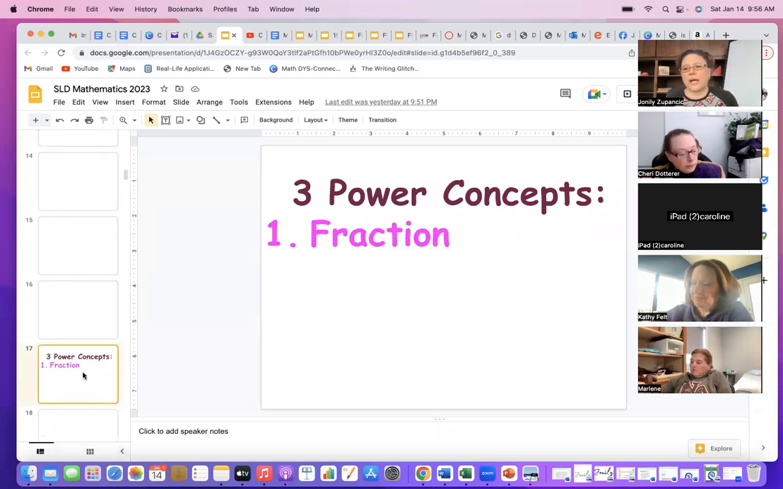Number 1 is fraction. I mean, that's not a surprise. I'm not telling you anything you don't know. But here's what I'm going to tell you that you may not have thought about before. If fraction is so important, and fraction is one of the biggest struggles for students, then why is it, if I'm a first grade teacher right now, my kids haven't seen a fraction all year yet?